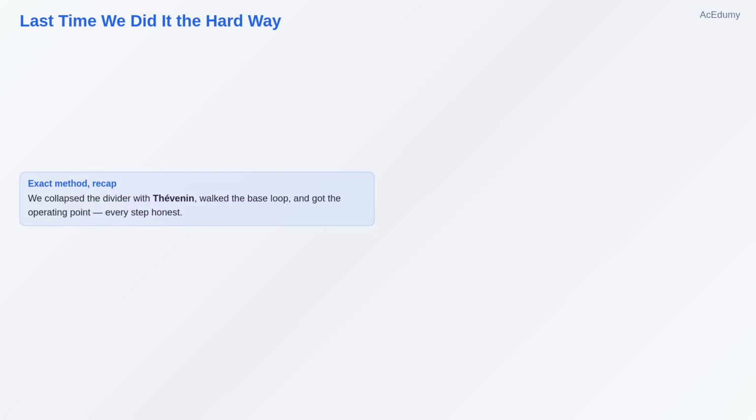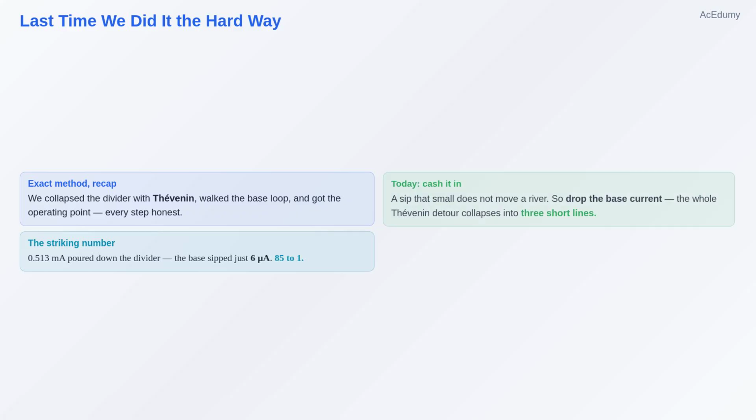Welcome back. Last time, we solved the voltage divider bias circuit the honest way, the exact way, with Thévenin, and we ended on a striking number: half a milliamp poured down the divider ladder, while the base sipped only 6 microamps through it, 85 to 1. A sip that small does not move a river. Today, we cash that in.